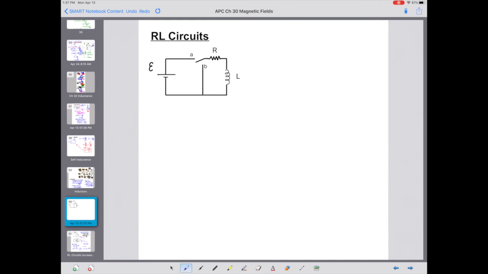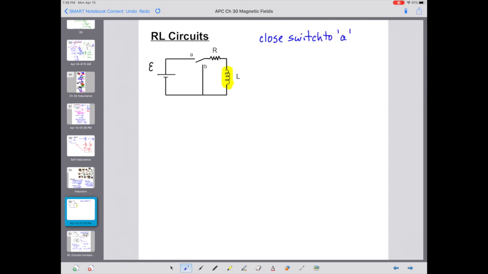R is a resistor, L is the letter symbol for your inductor, and your coily kind of design right there is the circuit symbol for an inductor. So we have a resistor, we have an inductor. We are going to first of all close the switch to location A.